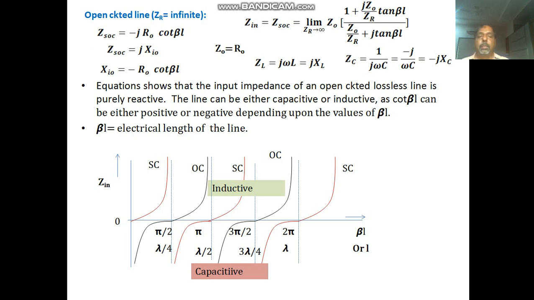So we have to select the length such that we get either an inductor or capacitor for a short circuited line or open circuited line. In the next class we will see how this property, that a transmission line can be used as an inductor and capacitor, can be used for making impedance matching devices to minimize loss in a transmission line.